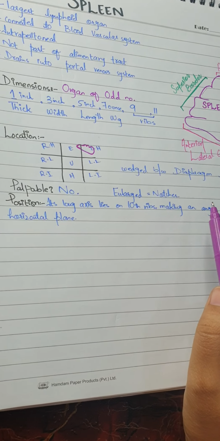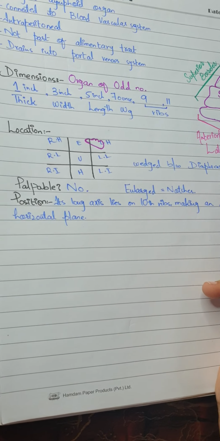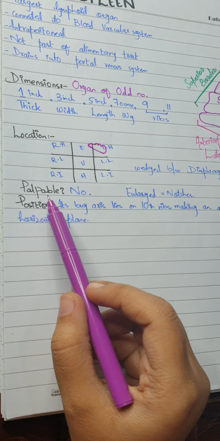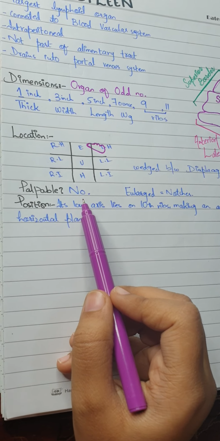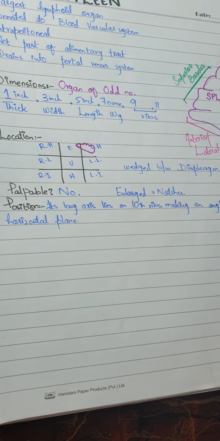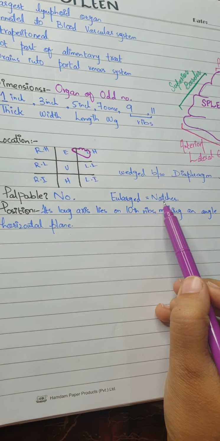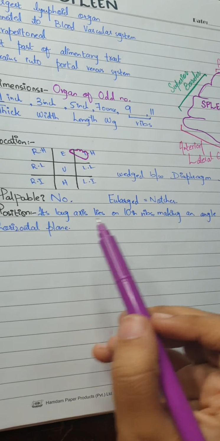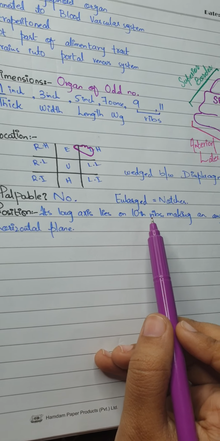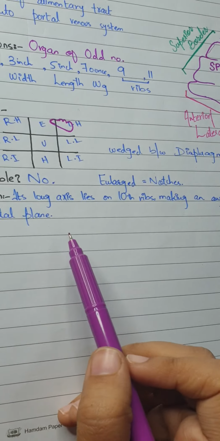So now we have discussed the location of a spleen and that it's wedged between diaphragm and fundus of stomach, and we talked about if a spleen is palpable in normal persons. No, spleen is not palpable. If it enlarges so much that it passes the left costal margin, then we can palpate the notches in the spleen. Talking about the position of a spleen, its long axis lies on the 10th rib, making an angle of 45 degrees with the horizontal plane.